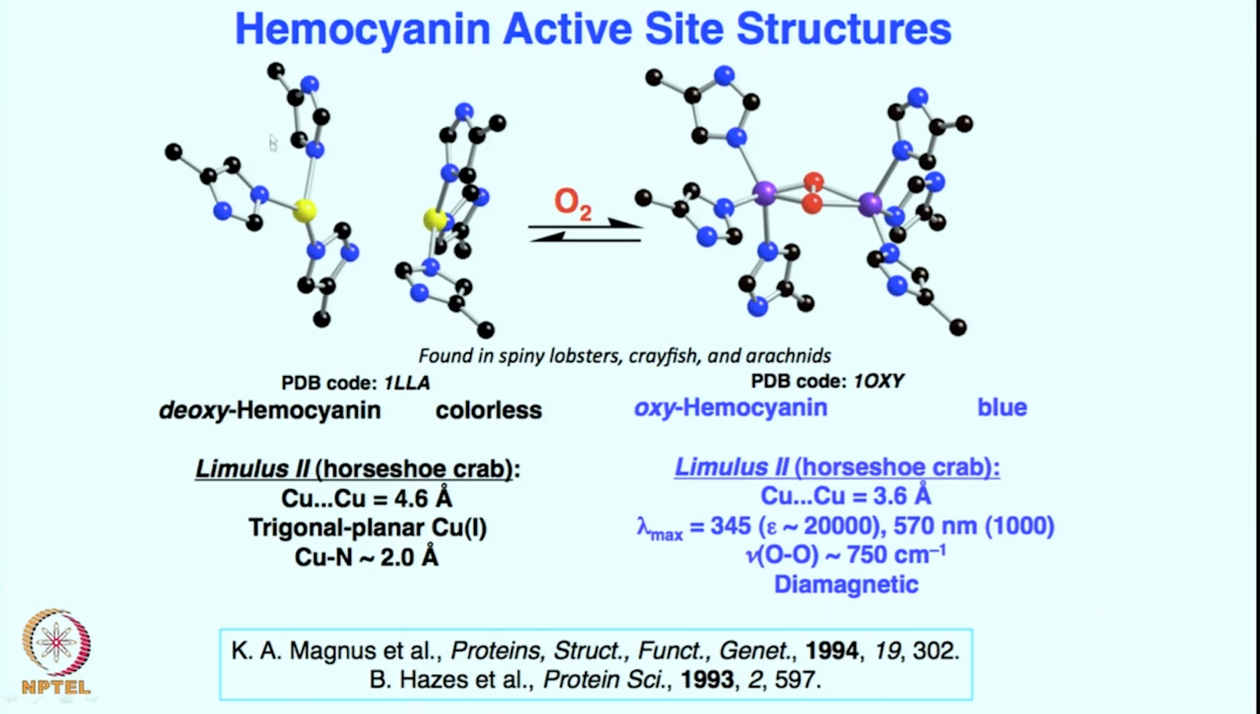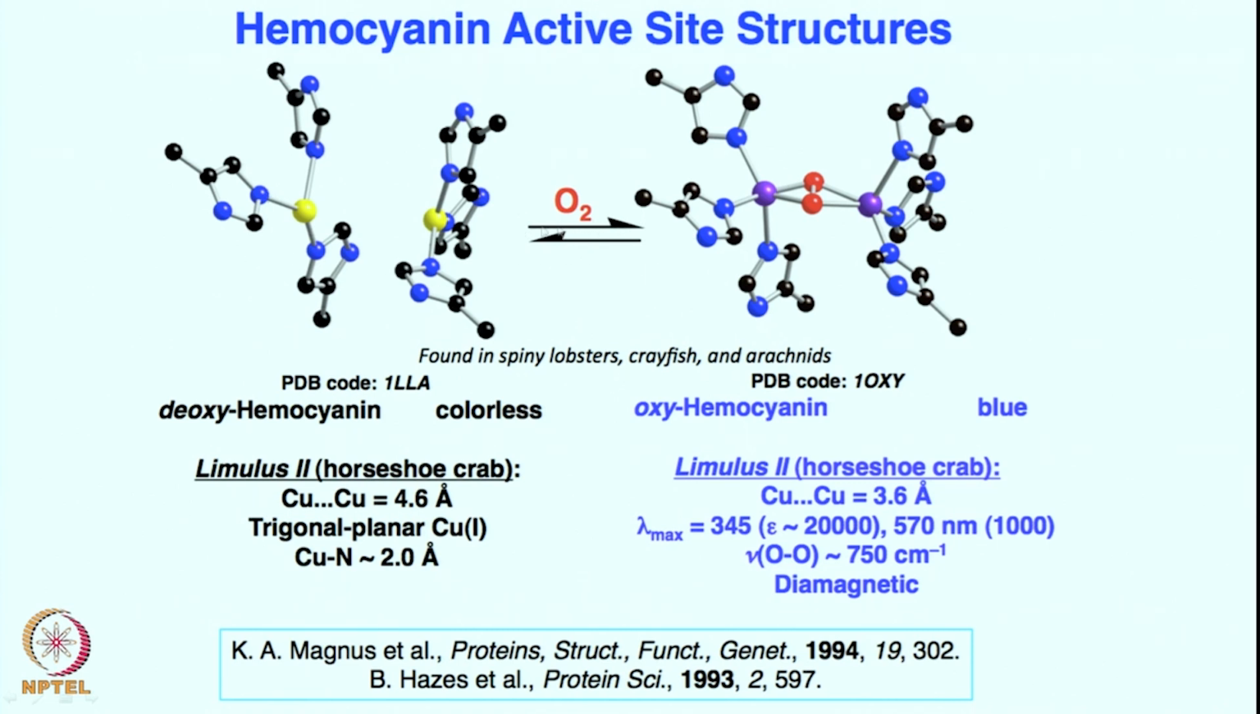3 histidine are bound to 1 copper, another copper has another 3 histidine, and the oxygen gets reduced by 2 electrons, 1 electron from each of these coppers, to form the peroxo species. You can see the distance between these 2 copper centers was 4.6 angstrom, and it is reduced to 3.6 angstrom upon oxygen binding. So, these are trigonal planar copper(I) centers, and these are super sensitive. This can react with oxygen almost immediately.